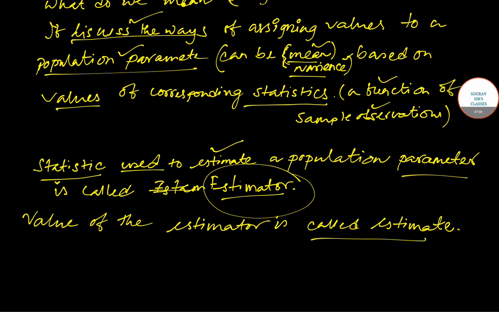So the first part is what do we mean by statistical inference. The second is what are the two parts of statistical inference, the testing of hypothesis and the estimation. Then what do we mean by estimation? There can be point estimation, there can be interval estimation. Then what is the meaning of estimator and what is the meaning of estimate? This part we have covered.